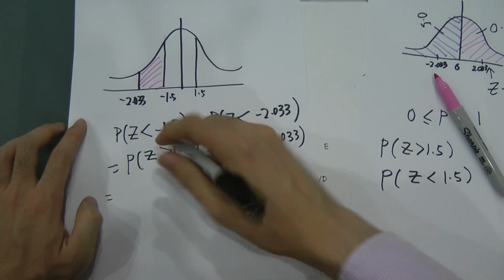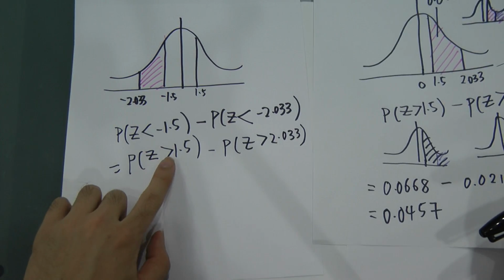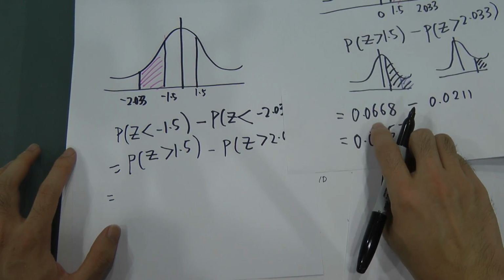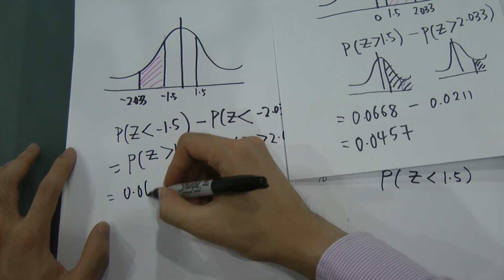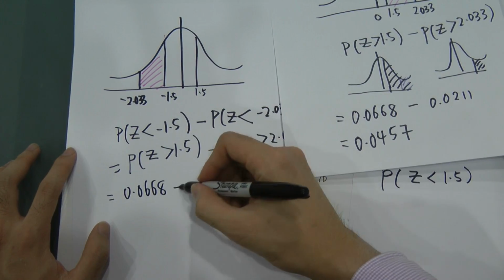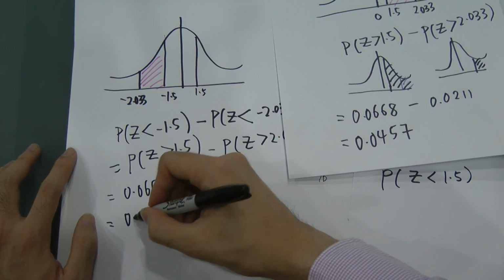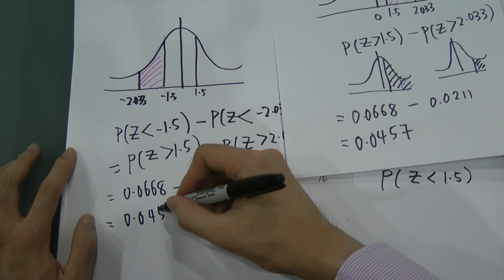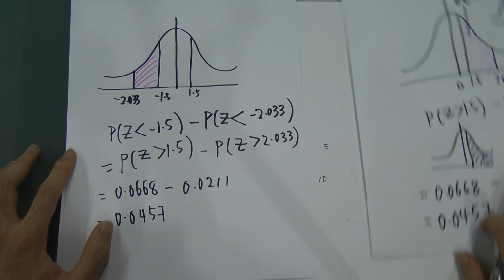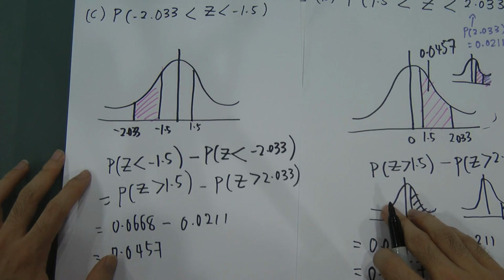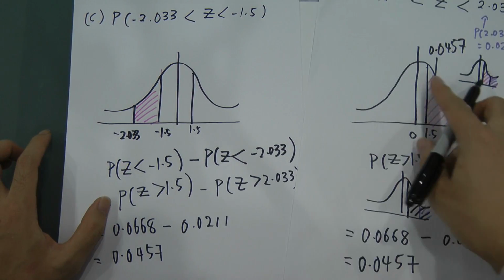That means the value we found just now, probability Z bigger than 1.5, is 0.0668, and then minus 0.0211, and then we get the same answer, 0.0457.